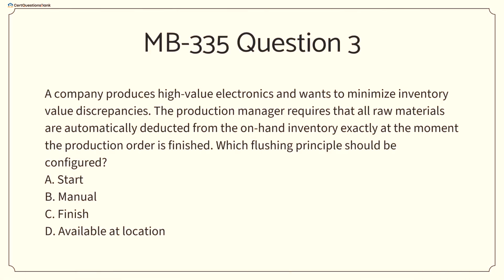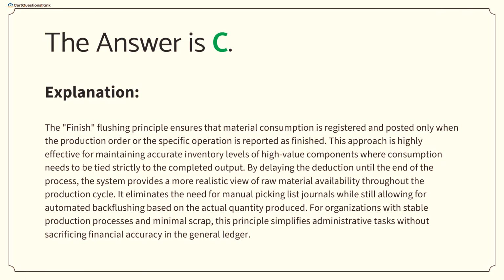A company produces high-value electronics and wants to minimize inventory value discrepancies. The production manager requires that all raw materials are automatically deducted from the on-hand inventory exactly at the moment the production order is finished. Which flushing principle should be configured? A. Start. B. Manual. C. Finish. D. Available at location. The answer is C.